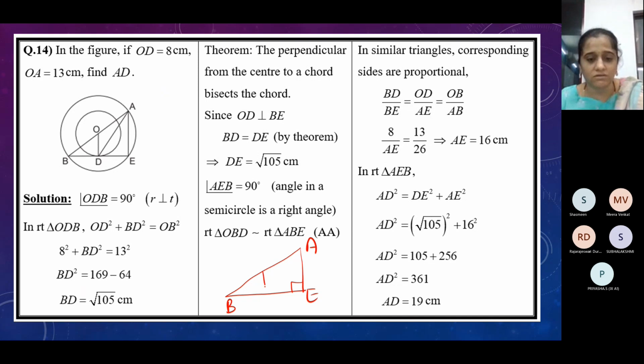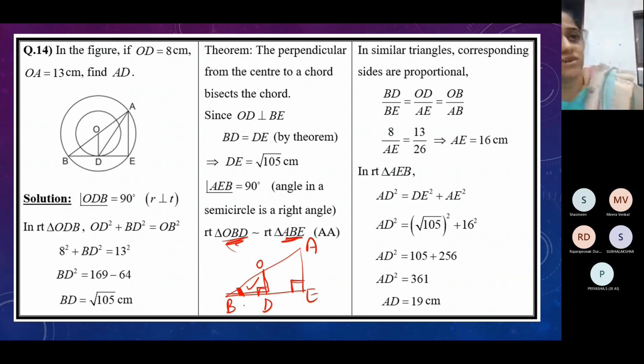Then you can see OD here, O and D. This is also 90 degrees. So we can see two right triangles, BDO and DEA. How do you prove that? This is the small one, OBD, and the big one, ABE. In these two triangles, angle B is the common angle. And then there is 90 degrees in the small triangle and 90 degrees in the big triangle.